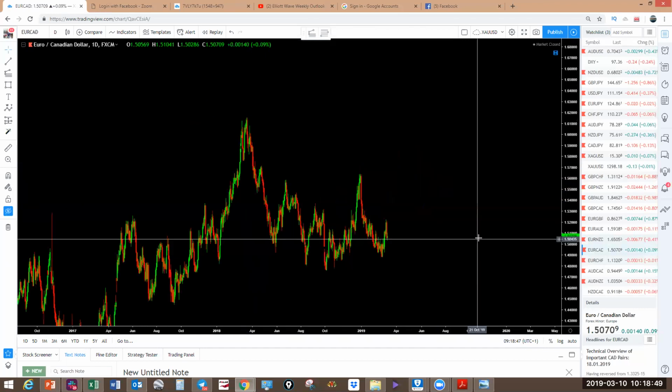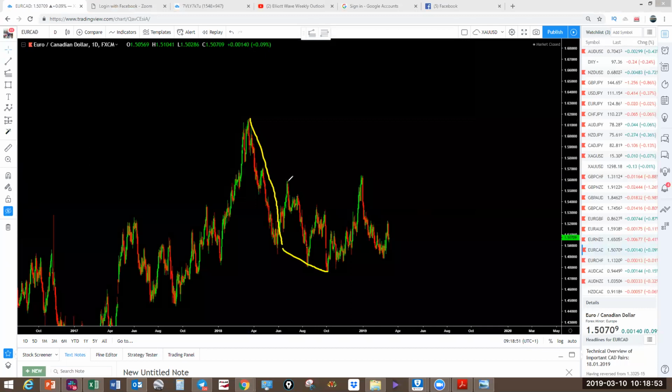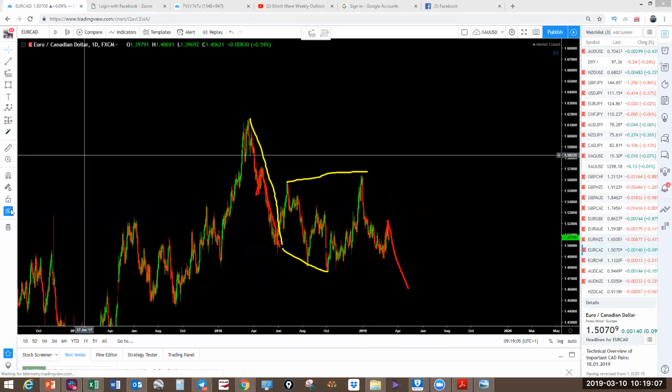Let's switch it on. Remember we had this move here. We had this corrective structure here. I showed last week that you've got this move here and we expected the same move here. After that corrective structure, we expected a drop. After this corrective structure, we expected a drop. The same thing we're expecting now. And this is what I showed you last week.